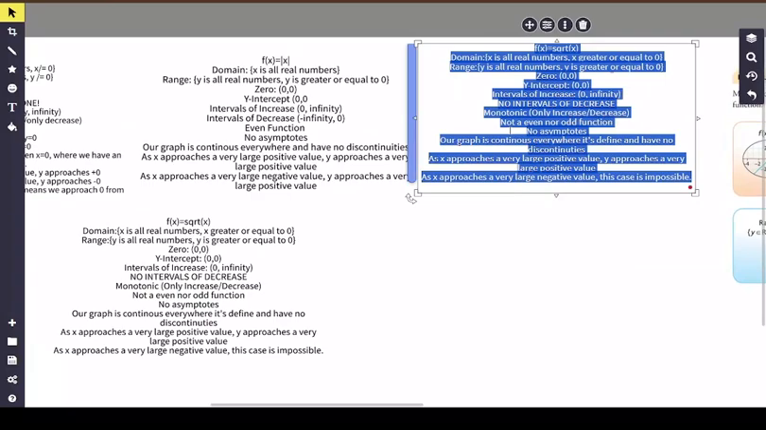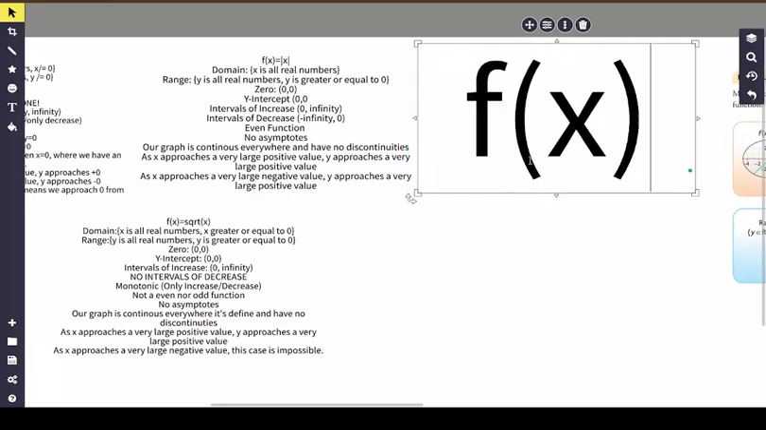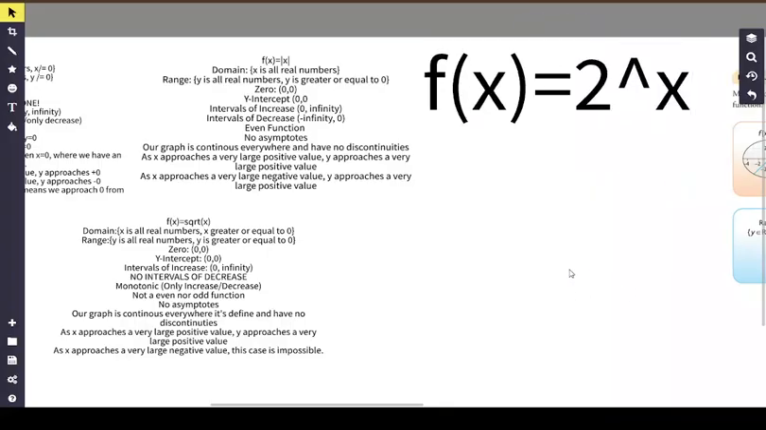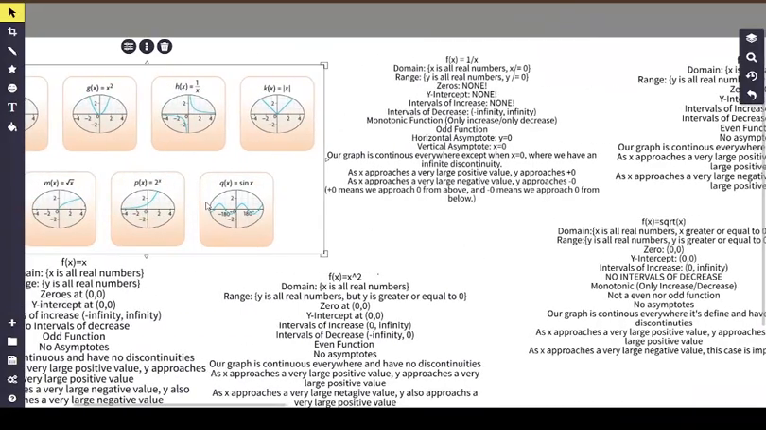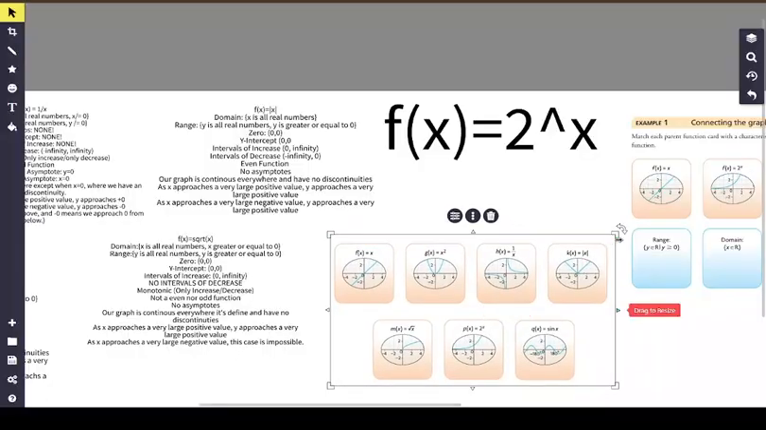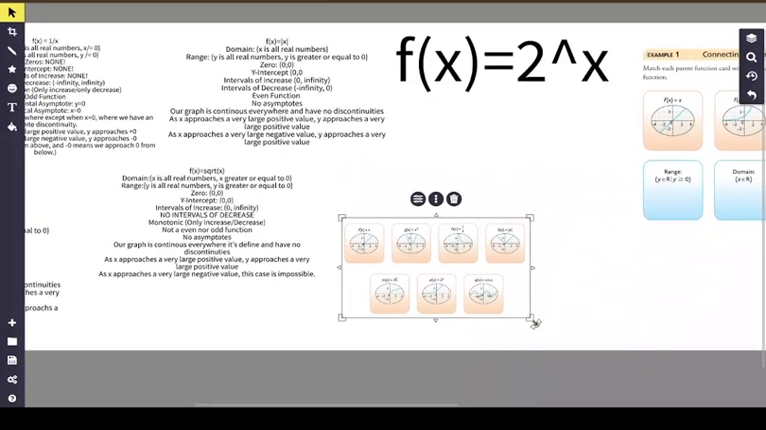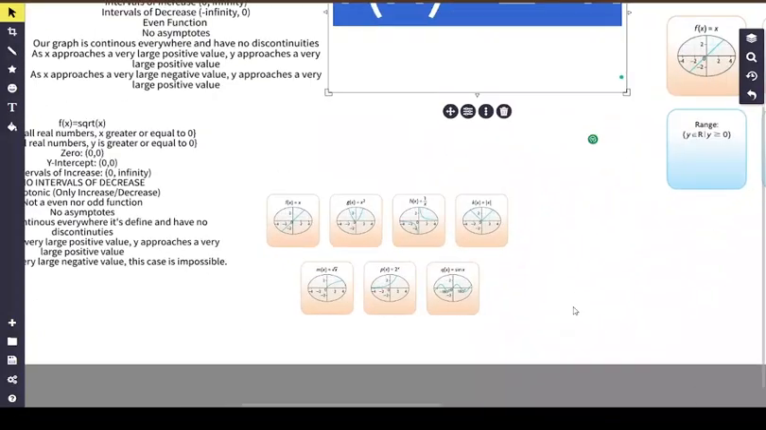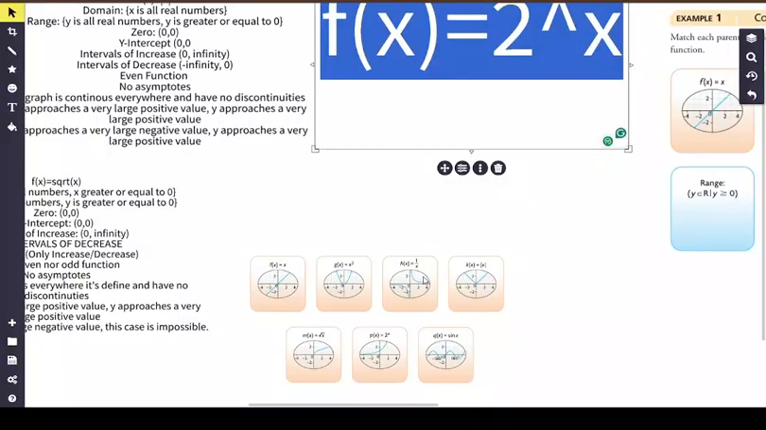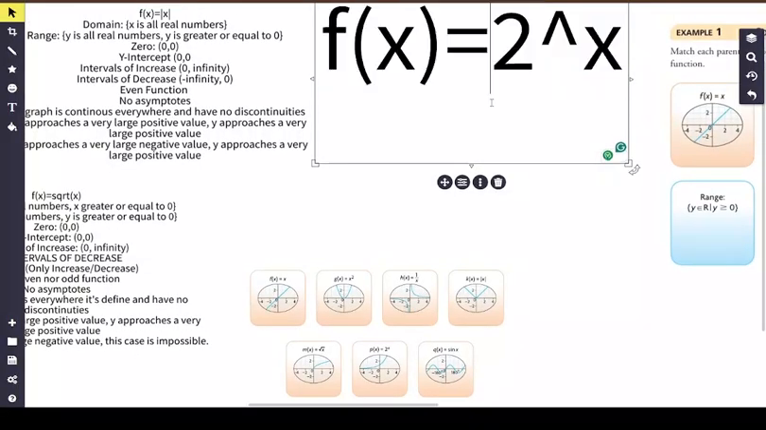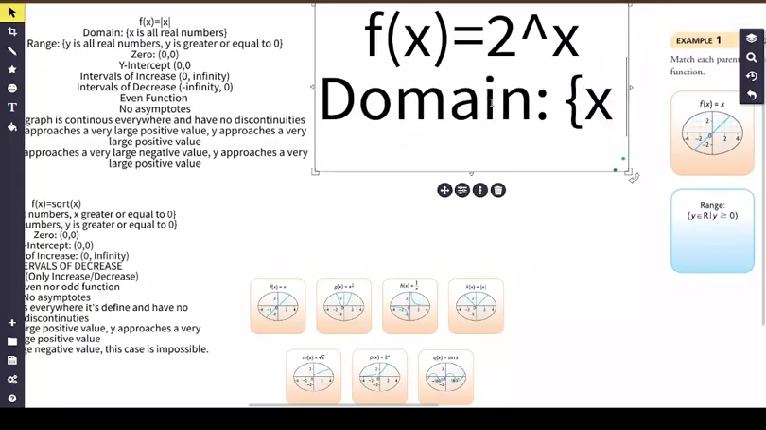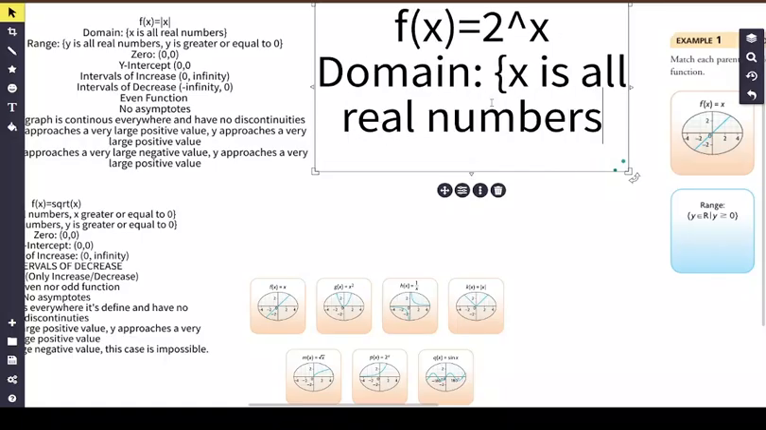So unfortunately, we can no longer see the graph. Kind of sad, but that's okay. We'll paste that and put it here. Why don't we make that smaller? So at least we can see the graph. Anyways, let's go ahead and do this. So what is the domain? We notice that we could put anything into this function and we will still get a resulting y value. So x is all real numbers.